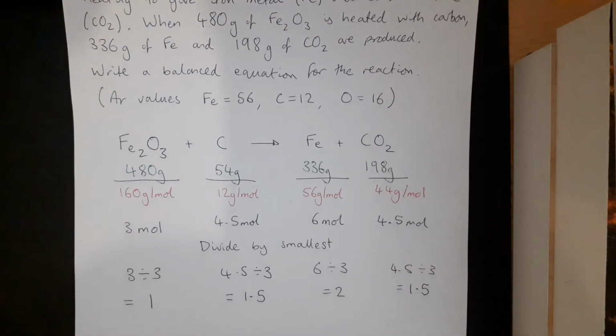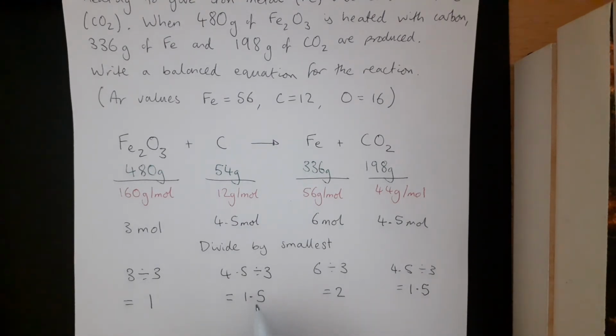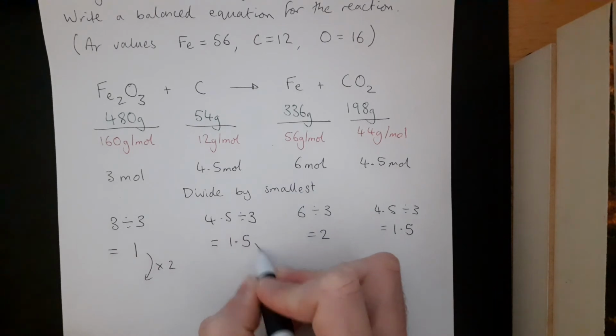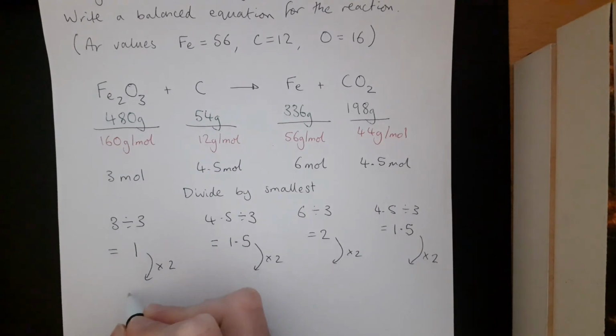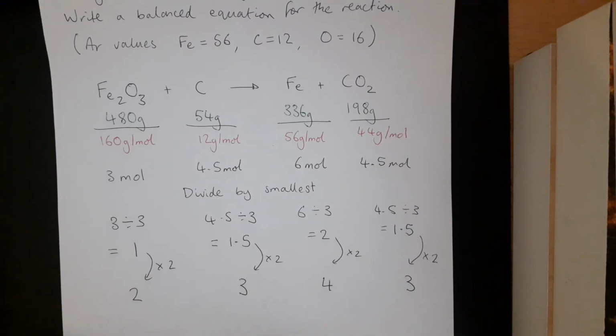So this is a bit awkward because we've still not got whole numbers. We've got 1.5s. We could just go and put those numbers in. We can do 1.5s in an equation. But what we could do to get rid of the 0.5, well, 0.5 is a half, isn't it? So I could just times all these numbers by 2. So I think I'm going to do that because that's going to give me whole numbers every time. So if I just times by 2, times by 2, times by 2, times by 2, I'm going to get 2, 3, 4, and 3. Okay. And so that's how I've converted it all into whole numbers.